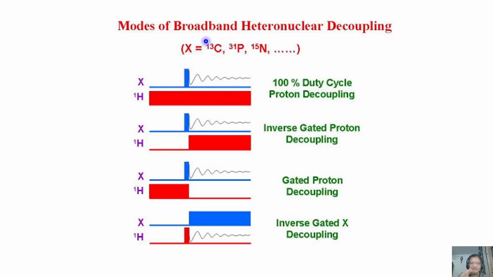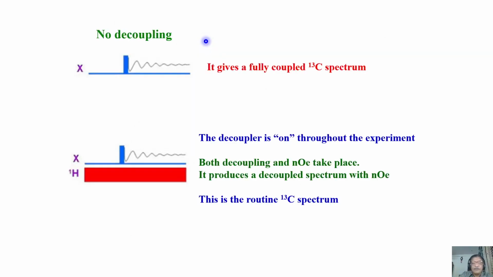Okay, but this is for chemistry people. I'm talking about carbon NMR. So basically, we do broadband decoupling of protons. This is a situation. What will happen in this case? There is no decoupler power on the proton channel at all. What does it give? It gives you a fully coupled carbon-13 spectrum. There is no decoupling at all. Each carbon will be coupled to the protons attached to it and also remote protons.